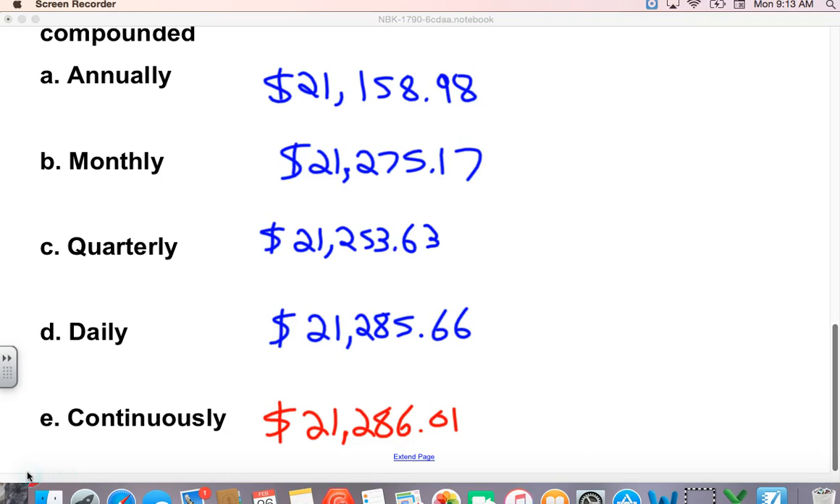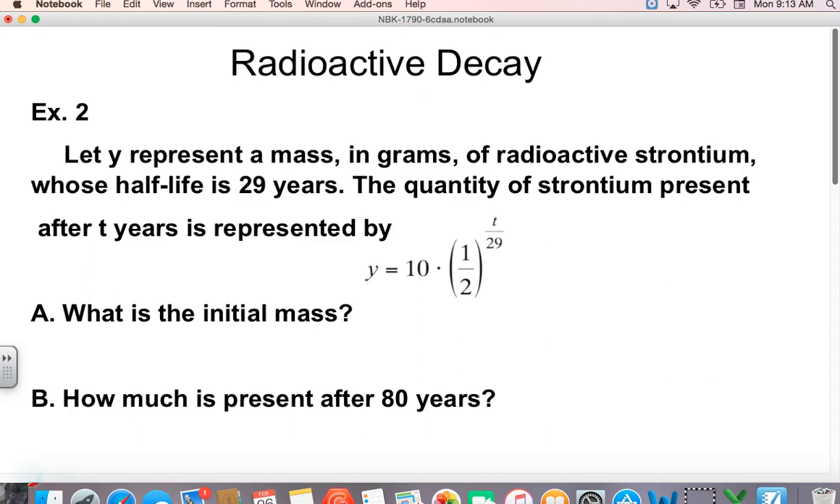The more times you calculate it, the bigger N is, the better you're going to do. Continuously is basically if you plug infinity in for N. Okay, so that's why it's always the best. So let's look at some other examples when you use exponential functions besides just with bank accounts.